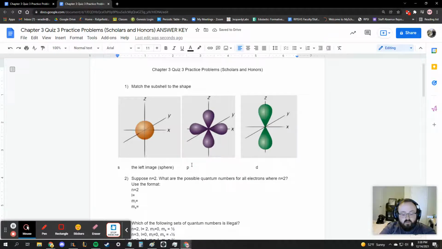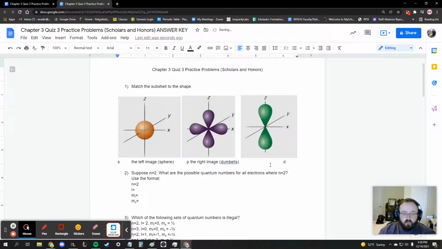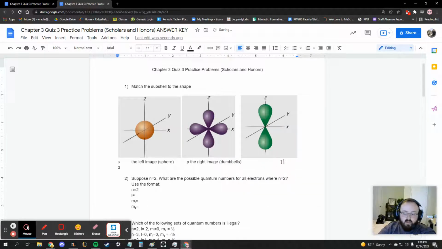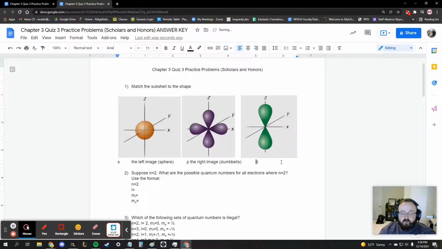The p orbitals. P orbitals is the right image, the dumbbells. They kind of look like dumbbells, or two drops of liquid together. That is our p orbitals. P orbitals are when L equals 1, so they are the second L value, and they're a little bit more complicated than the sphere.